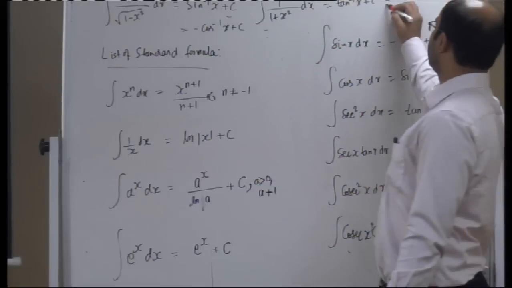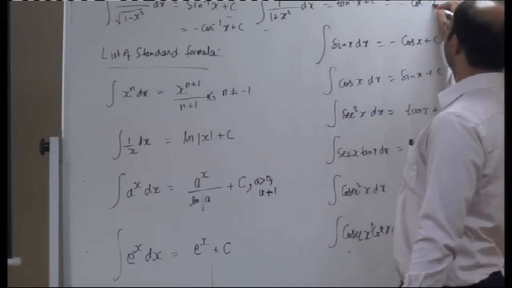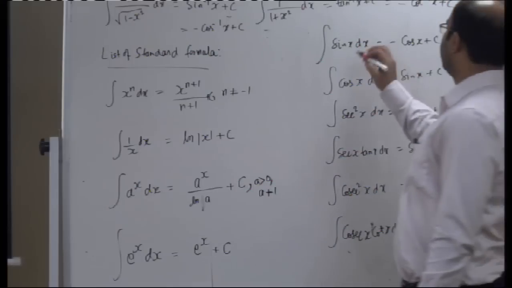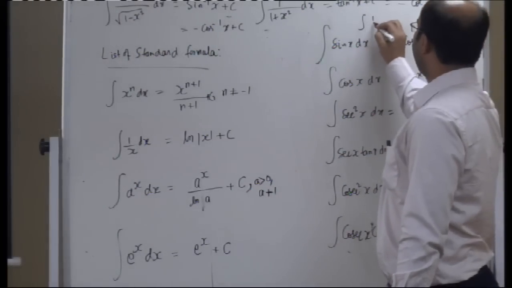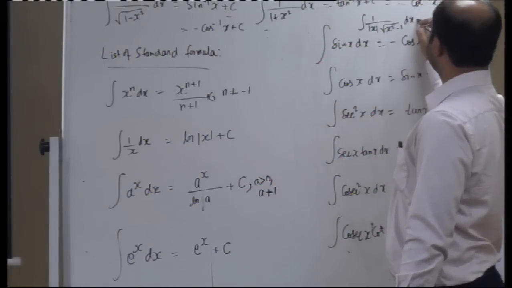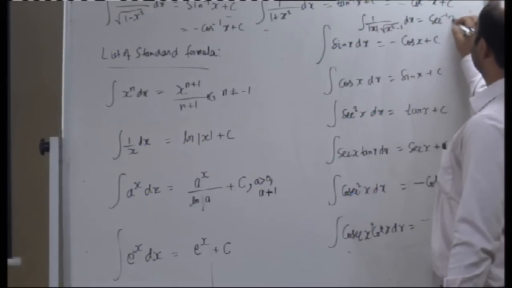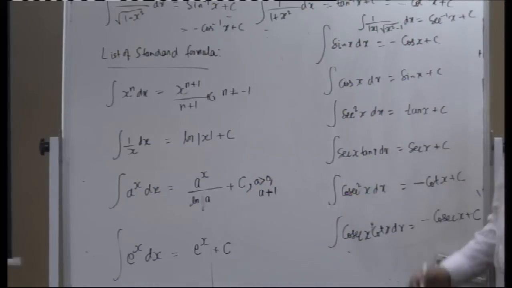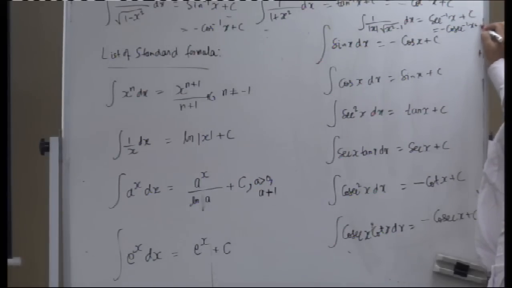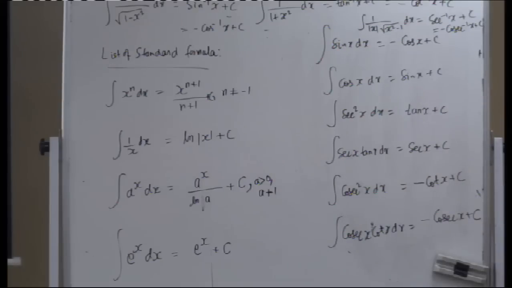Here we have again a choice, minus cot inverse x plus c, where the derivative again has a minus sign as well. And then we have the integral of 1 by mod x root over x square minus 1 dx, that is actually sec inverse x plus c, and that can also be rewritten as minus cosec inverse x plus c. So these are some set of standard formulas which we have to know in any case.